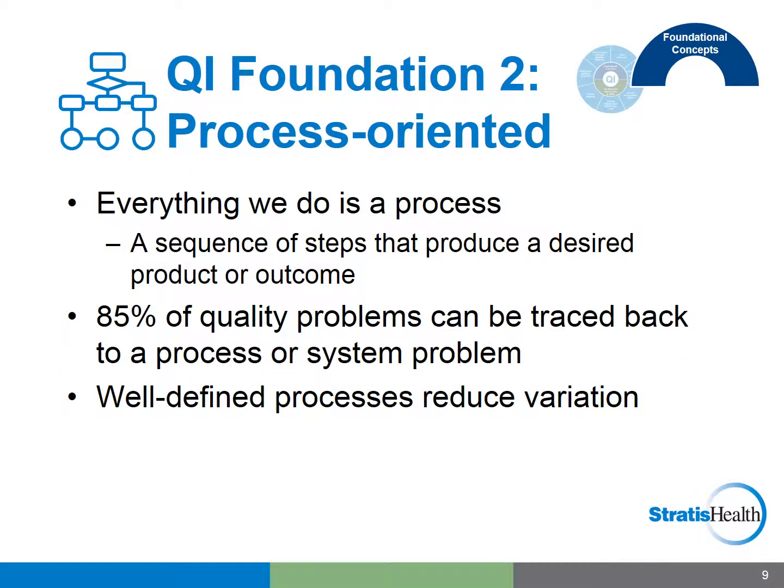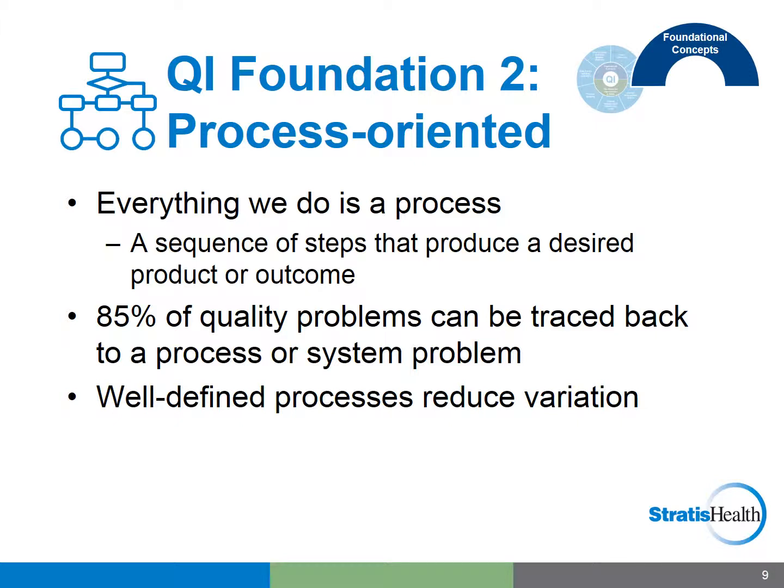Our work is ultimately a series of tasks, and when strung all together, results in a process or series of steps or actions that is designed to yield a result or an outcome. One of the fathers of quality improvement, Dr. William Deming, stated that 85% of quality problems can be traced back to a process or system problem. QI helps us step back and determine where those missteps are occurring and correct them.